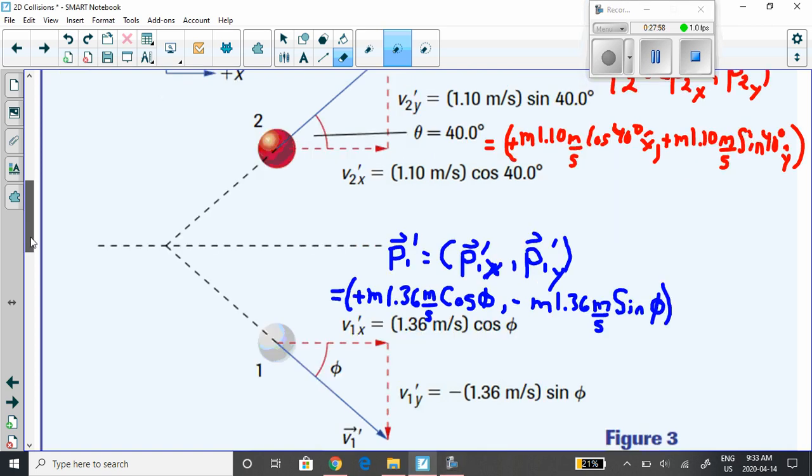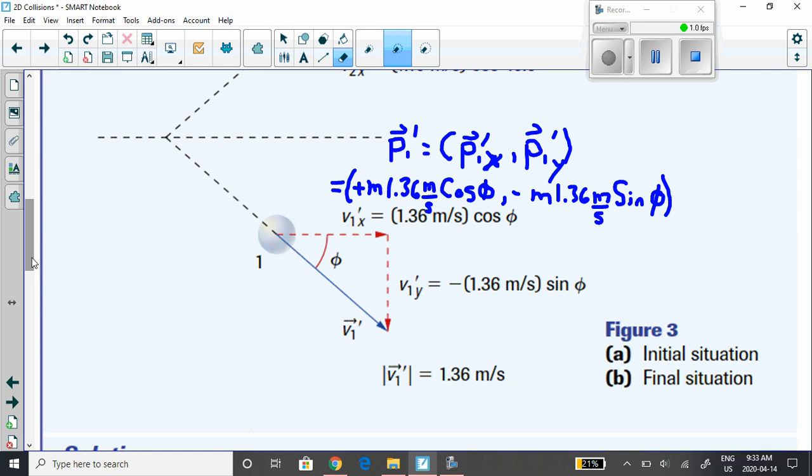Similarly, I can do the same thing with the blue marble, marble 1. I know it has a speed of 1.36 meters per second, so that's the magnitude of this here. It would be the hypotenuse of this triangle, all right? And I can break down this velocity into x and y components, but I don't know the angle. So they use the Greek letter phi. That's phi.